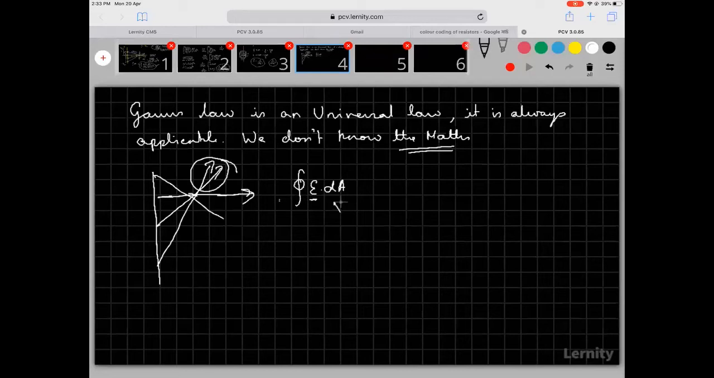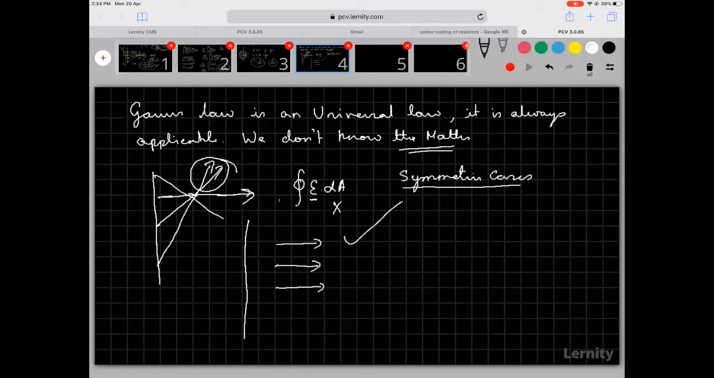So we are not able to apply it. We are bound by maths. We are not bound by Gauss law. Gauss law is a universal law. We apply it to symmetric cases, those cases where it is infinitely long, so that the electric field can only be in this direction. Okay, so I hope this is understood.